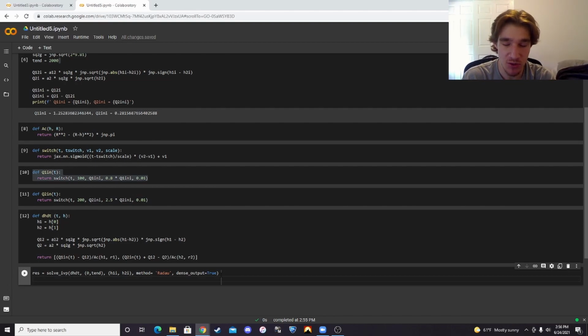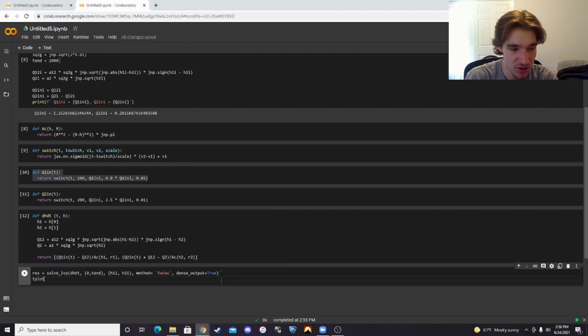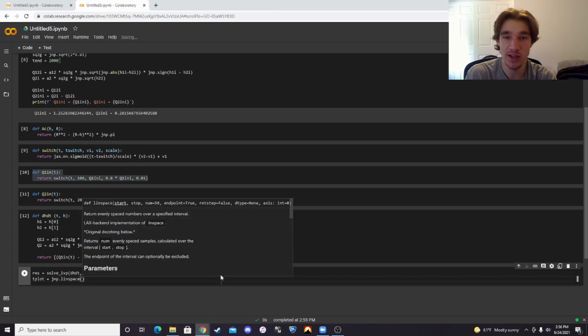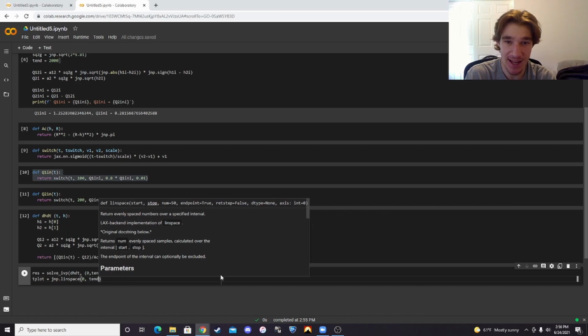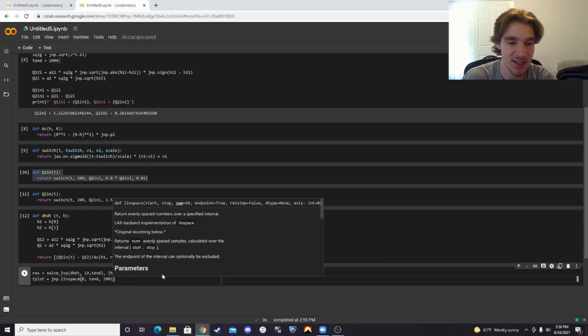So we want to be able to set a list of values to tplot. In order to do this, we use linspace. You need np.linspace. Linspace, if I can spell, perfect. The starting number is going to be 0. The ending number is going to be tend. And then how many values we want in there. I like to just do all of the values, so in this case it's going to be 2001.